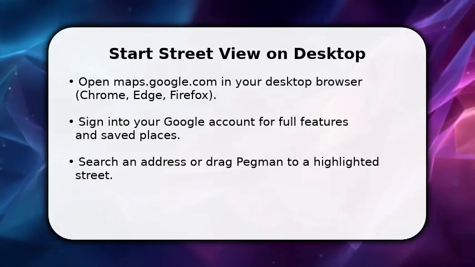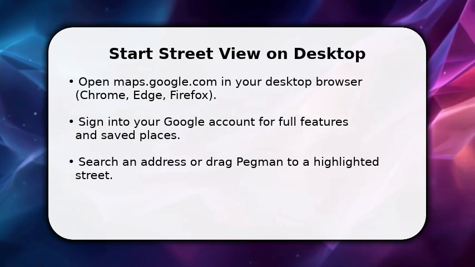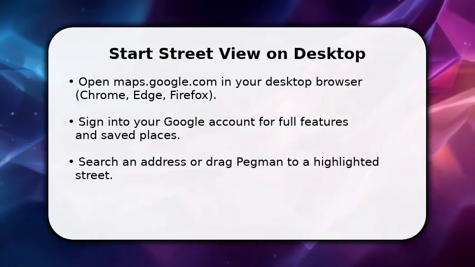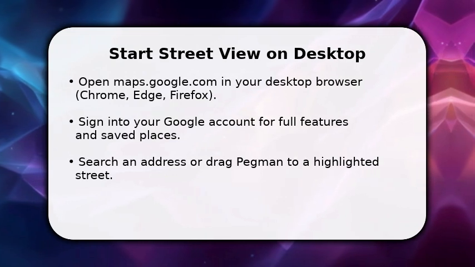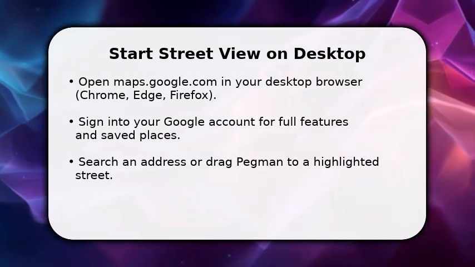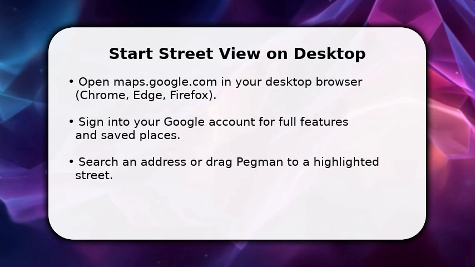You begin by opening Google Maps and signing into Google so your places and contributions sync. Once done, type an address or place in the search box and press enter. You'll see map pins and blue highlighted streets.